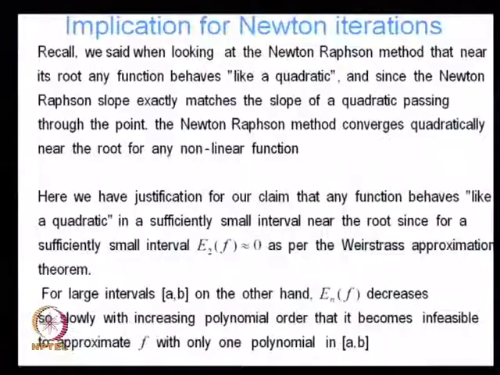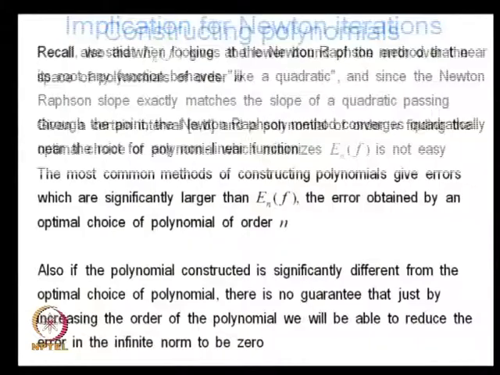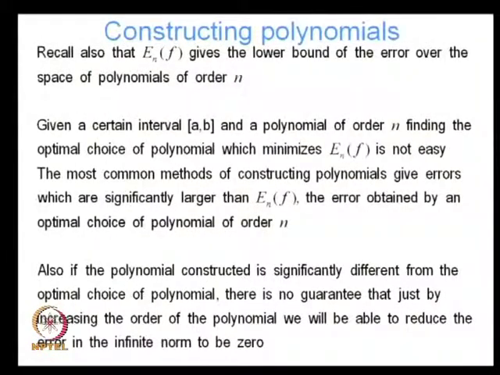For large intervals [a, b], on the other hand, En of f decreases so slowly as you increase the order of the polynomial that it becomes infeasible. You cannot approximate a function with only one polynomial in an interval. So, if you have a large interval, then even if you use a very high order polynomial, the error En of f does not decrease enough. We are going to see an example of that slightly later on.